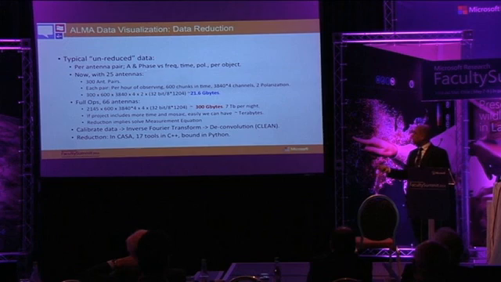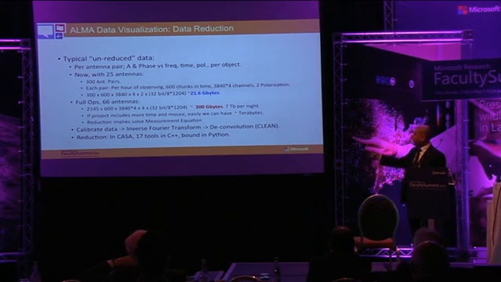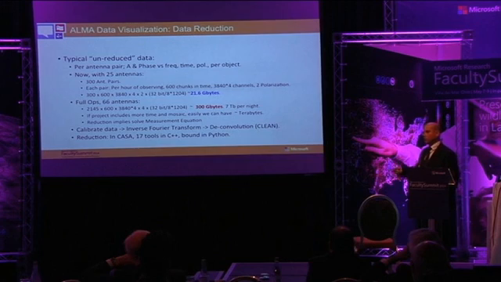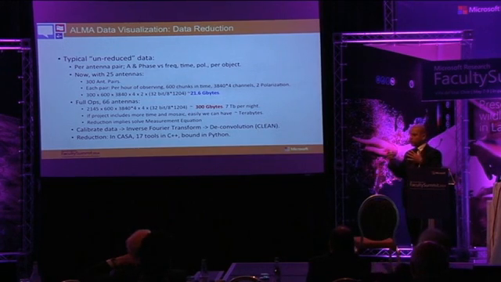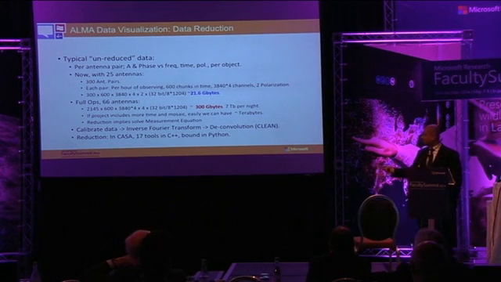Let's talk a little bit about the typical unreduced data. Astronomers use this term data reduction because we reduce the size of the data. Well, unreduced data has per antenna pair amplitude and phase versus frequency, time, polarization, per object. Because we not only observe one object, we can observe several objects plus the calibrators. If we have 25 antennas, this is more or less what is cycle 1, the capabilities that we are offering for ALMA for the community now. That means 300 antenna pairs.